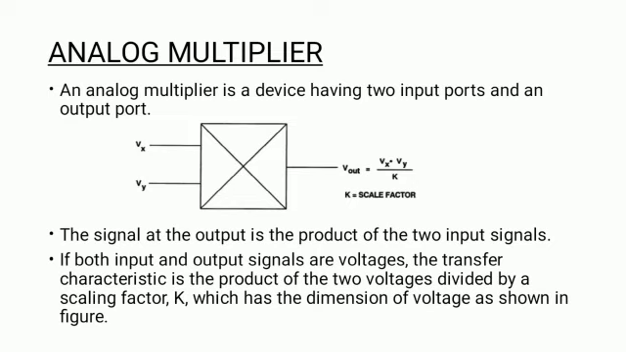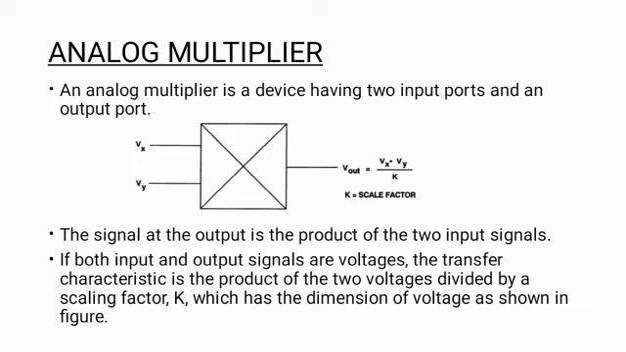Let's start with the basics of analog multiplier. An analog multiplier is a device having two input ports and an output port. The signal at the output is the product of the two input signals. This is the typical representation of an analog multiplier.